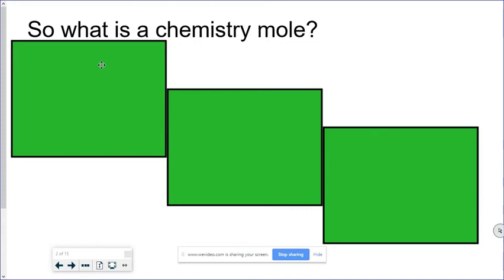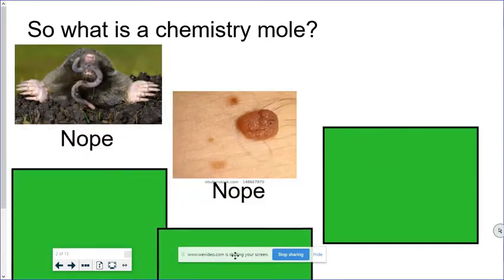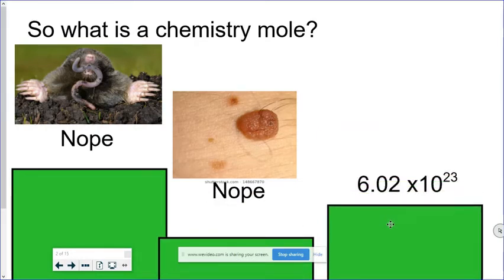We're going to be talking about the mole. Are we talking about this mole? Nope. Talking about this mole? Nope. Talking about this mole? Yeah, you got it.